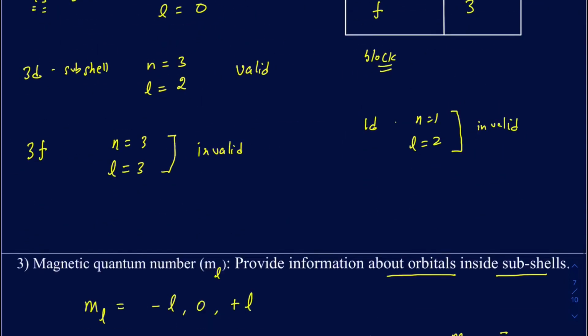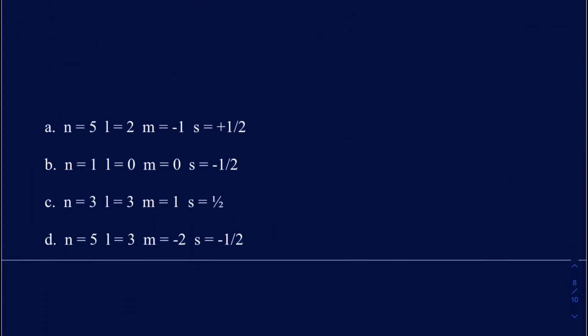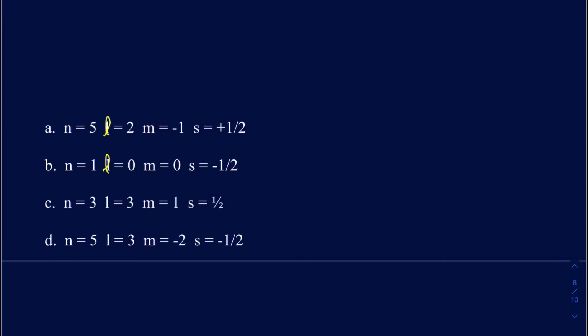Let's look at this question. It talks about all four quantum numbers. Suppose the first column is n, the next is l, and then you have m of l and s of l. Let's see if those particular numbers are valid or not.